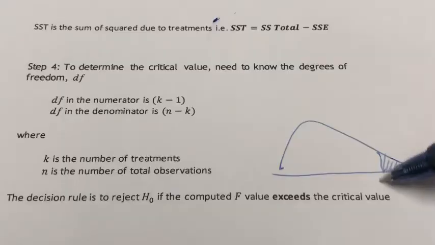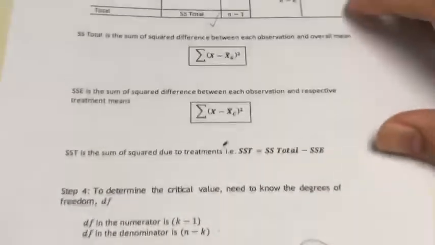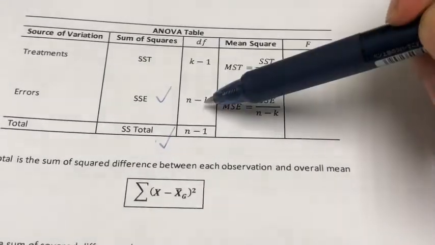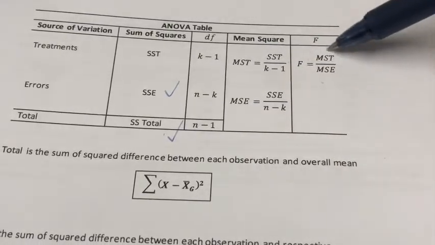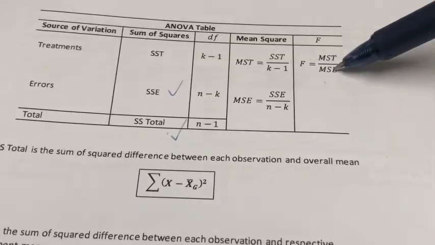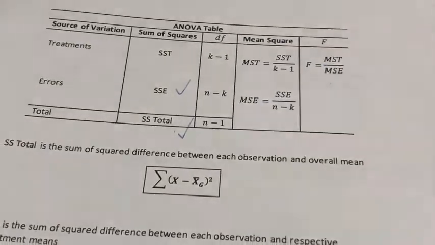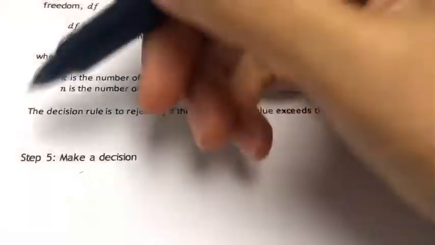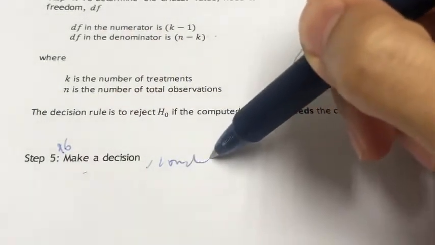Now, to find the critical value here is very simple. You've already found it in the ANOVA table. It's here, because this is the degrees of freedom for the numerator, and this is the degrees of freedom for the denominator. This is our numerator, so we got this from this degrees of freedom. This is our denominator, and we use this degrees of freedom. So you just need to look these up in the F table to find your critical value. And finally, step 5 and 6 is to make the decision and conclusion.